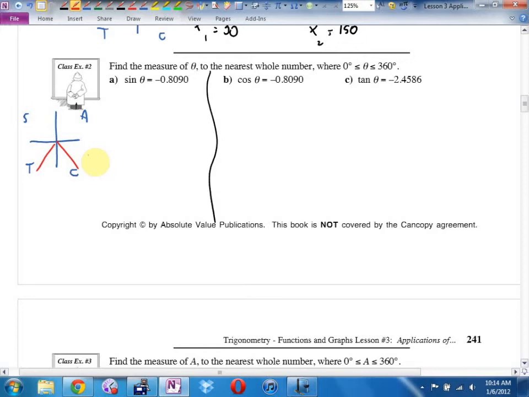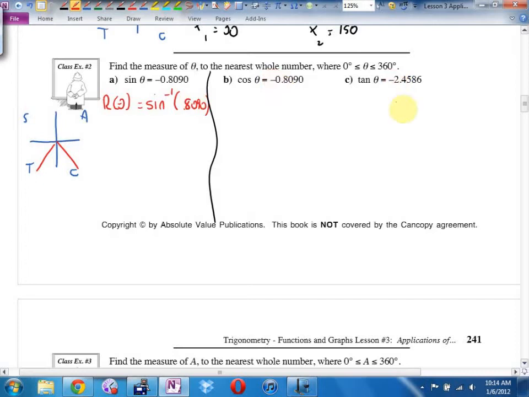I need to find the reference angle. The reference angle is going to be the inverse sine of, and here is the key. We already used the negative to figure out where we are. We do not include the negative to find the reference angle. We find the positive decimal shifted sign. Always. We're going to use the negative to figure out what quadrant we're in.